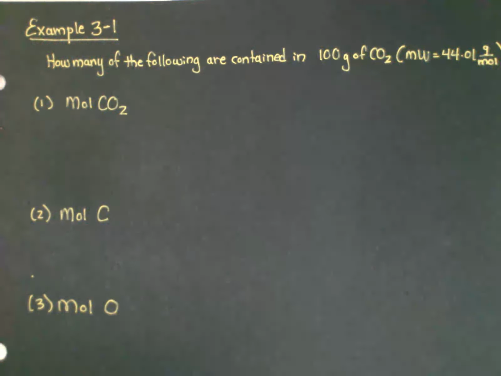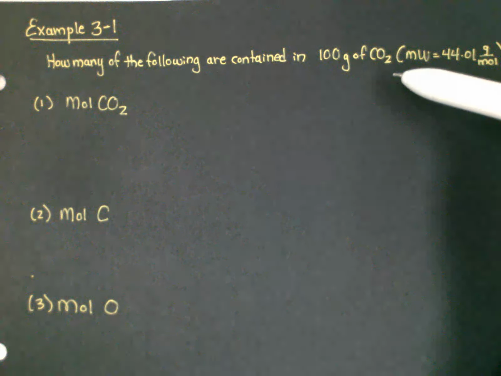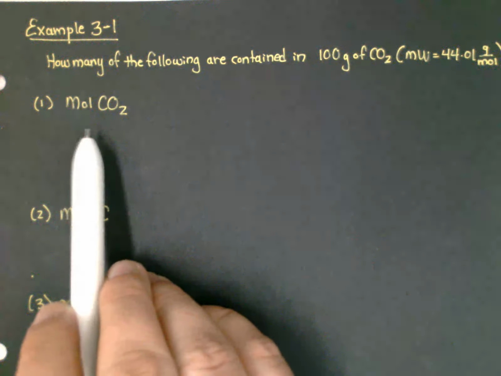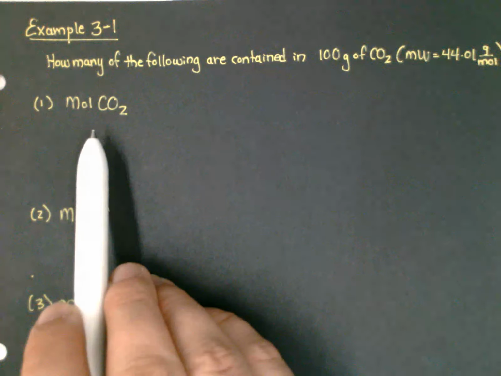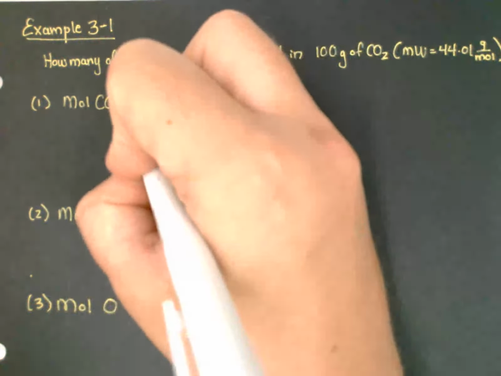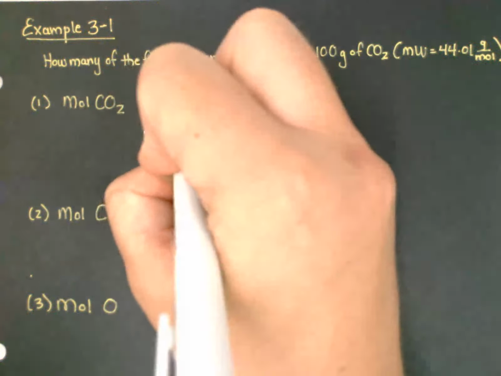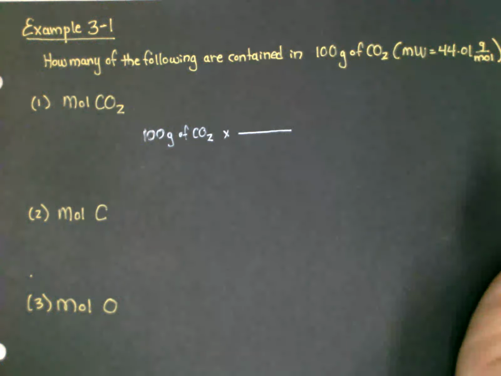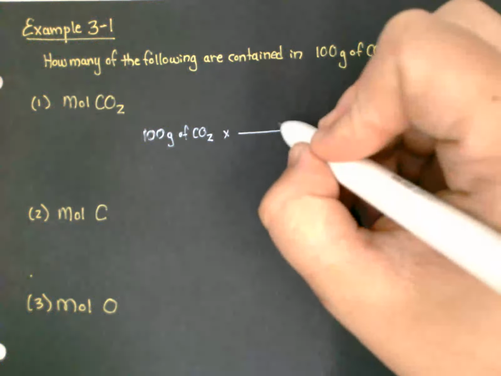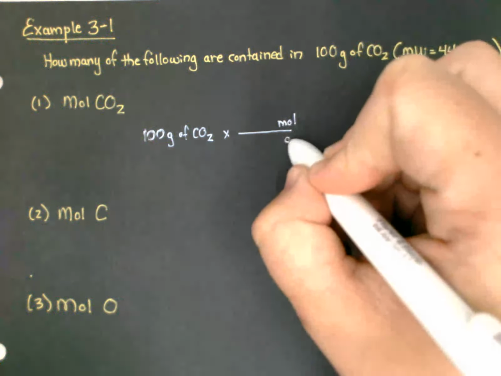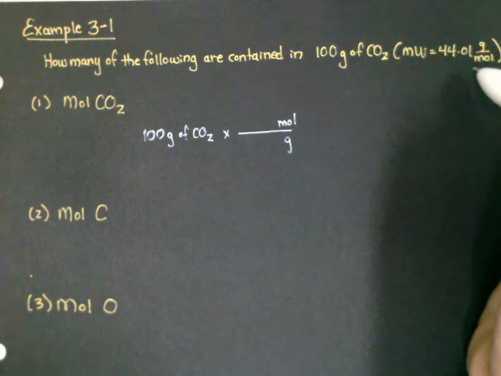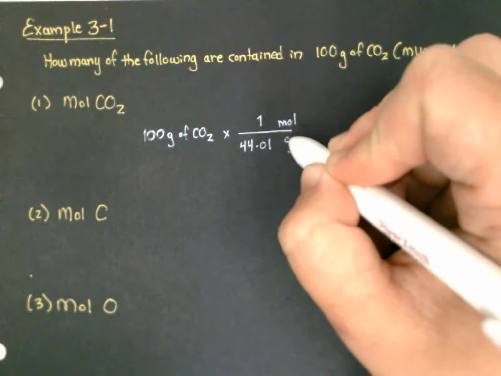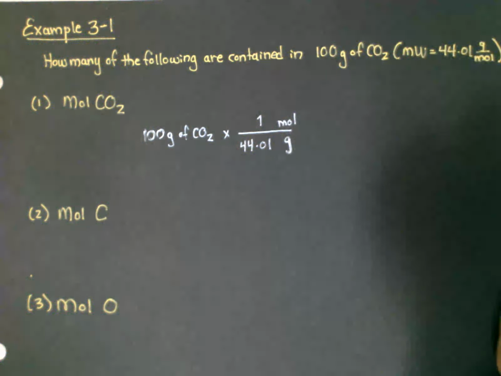All right, so we want to know how many of the following are contained in 100 grams of CO2, which has a molecular weight of 44.01 grams per mole. So if we want to know the number of moles of CO2, we would take the amount, 100 grams of CO2, and multiply that by the molecular weight. Now we want moles, so moles needs to be on the top and grams needs to be on the bottom. So it's 44.01 grams per mole, which means that the 44.01 needs to be on the bottom.